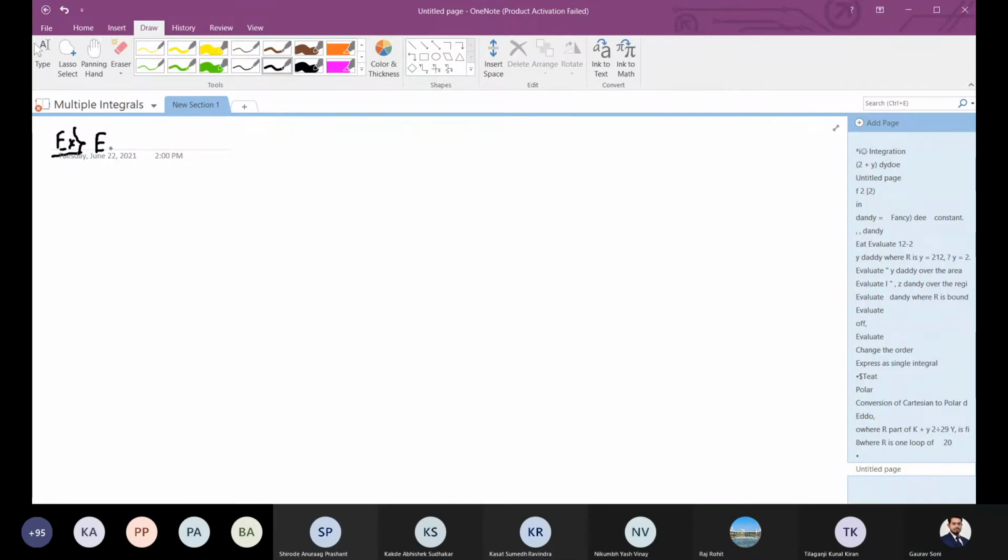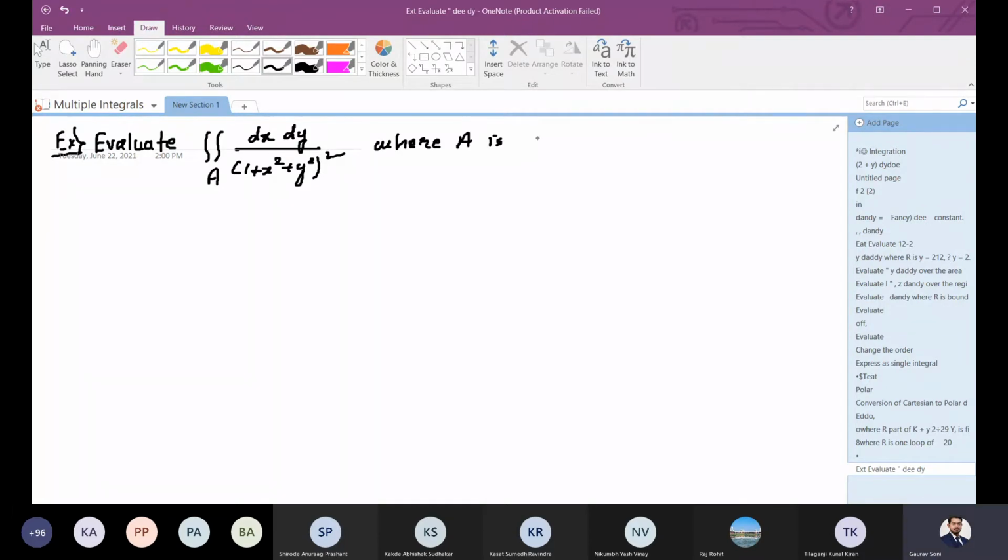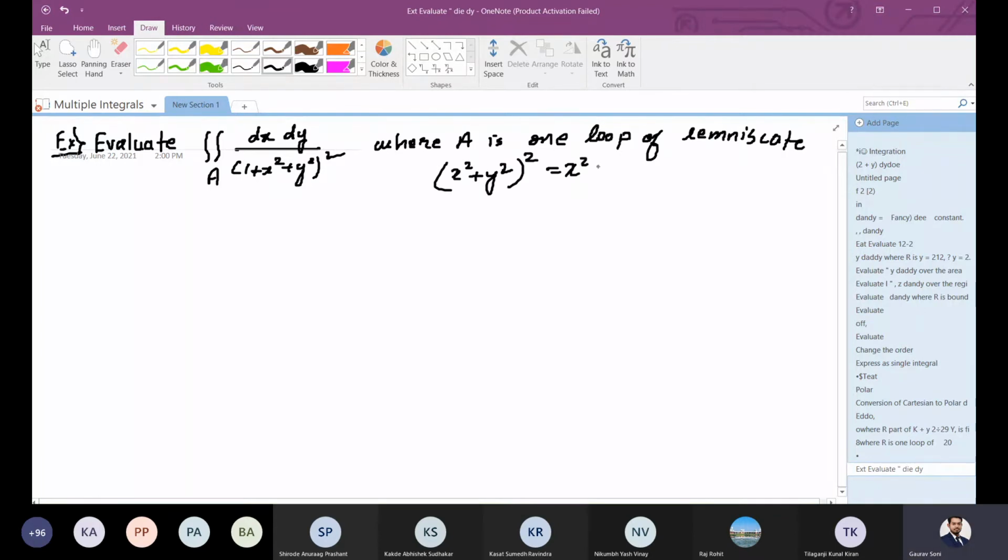Evaluate double integral over A, dx dy divided by 1 plus x square plus y square whole square, where A is one loop of lemniscate x square plus y square whole square, which is equal to x square minus y square.